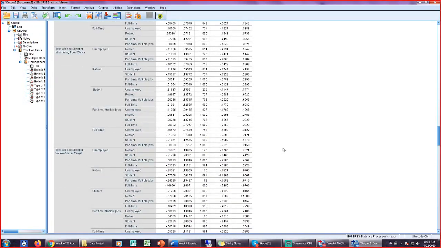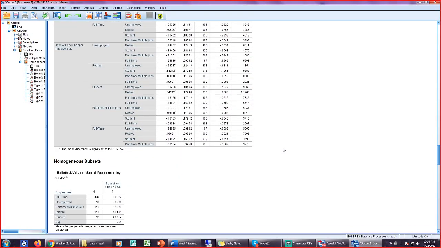post hoc. So we scroll all the way to the bottom, and here is our type of food shopper, impulse sale.